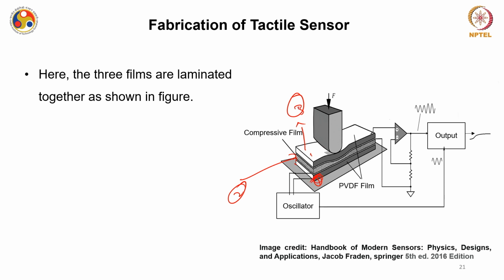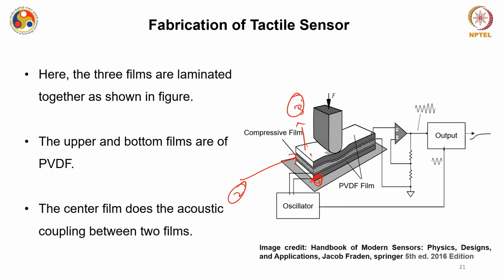Film 1 and film 3 are the PVDF films. These three films have been laminated together. The upper film and the bottom film, as I have mentioned, are the PVDF films. The center film does the acoustic coupling between film 1 and film 3, or between the two PVDF films. That is why I am calling it a compressive film.